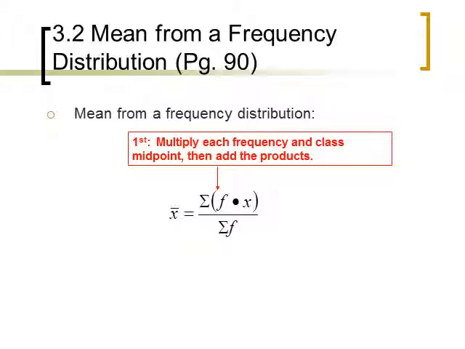Well, f is your frequency of each class, and x is the midpoints of each class. So we're supposed to first multiply the frequencies by each midpoint, then we add those products. Next, it says find the sum of the frequencies down below, and then we're going to divide the top and the bottom to get the approximation for the mean of the frequency distribution.